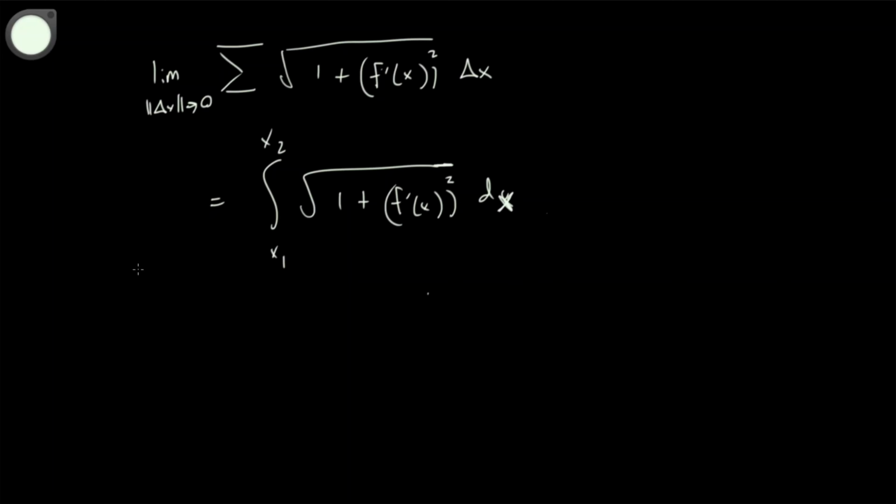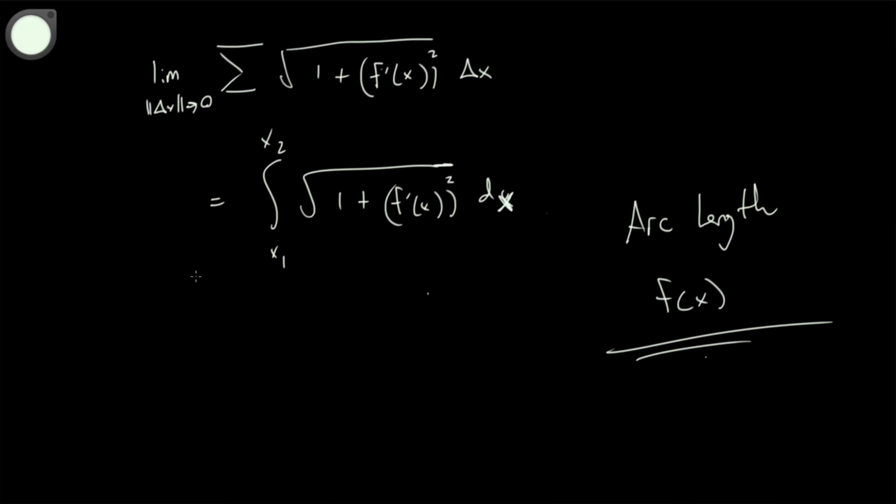What is that going to be for a small change in y? What is it going to be for a parametric? What is it going to be for polar? That's what we're going to look at next. But this is arc length given a function with respect to x. This is the length of the curve.